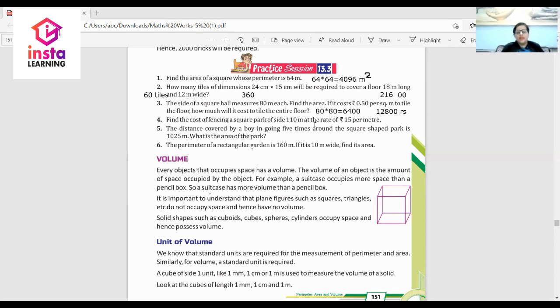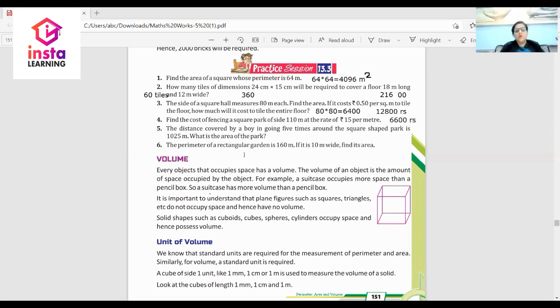110 is going to be multiplied by 4. Answer will come 440. And if it is 440 and for 1 meter its rate is 15, so how much is the rate to get its fencing? So what you are going to do, you have to multiply it again. 440 into 15 is going to be multiplied. So the answer will come here 6,600 rupees. Okay, got it?